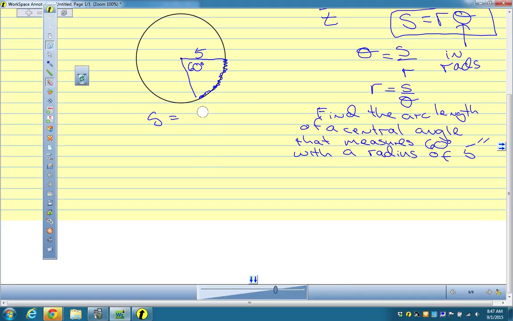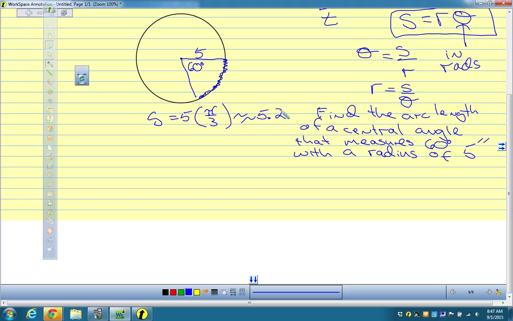So it's just 5 times pi over 3, which comes out to be, I don't know, who's got a calculator? Someone got a calculator? I should have done this beforehand. What did you get there, Alex? 5.2. So that's about 5.2.